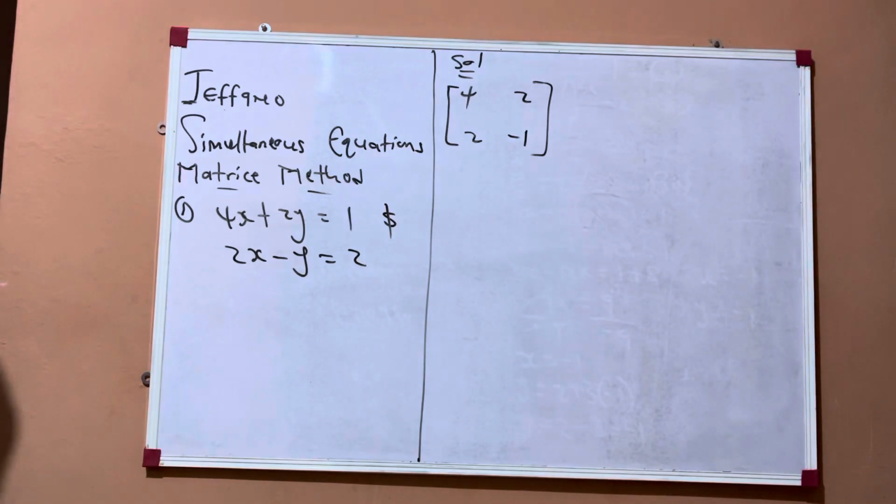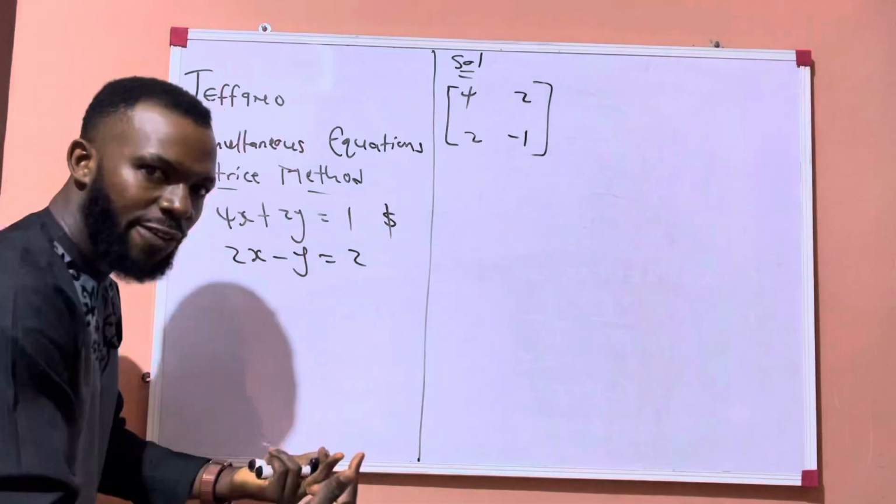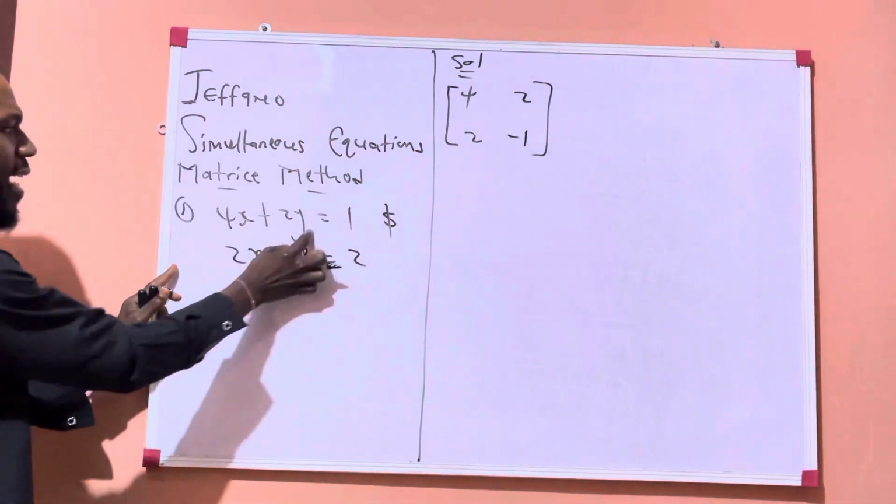Are you there? Now, after you bring this out, the next thing you bring out is the variables that are involved in the question. Now, the variables here are x and y. So I'll come here.